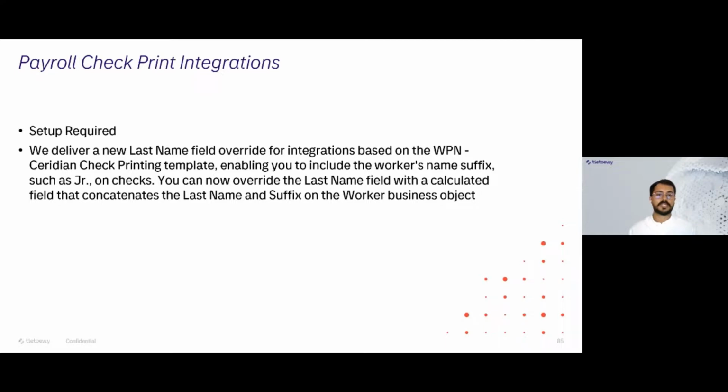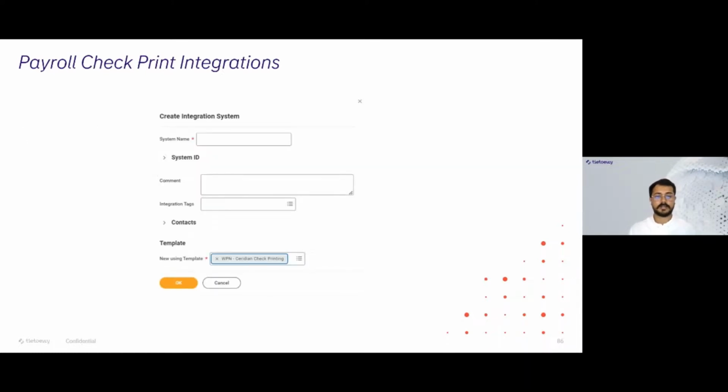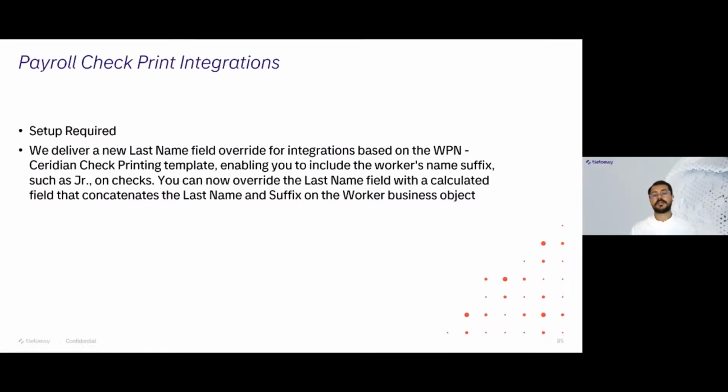Then there is a payroll check print integration. In this, last name field override can be done for the check printing template. So this is also one of the types of integration template. If you see here, I have taken that template and I also created one. With this, we can use the worker's name suffix such as Junior on checks.